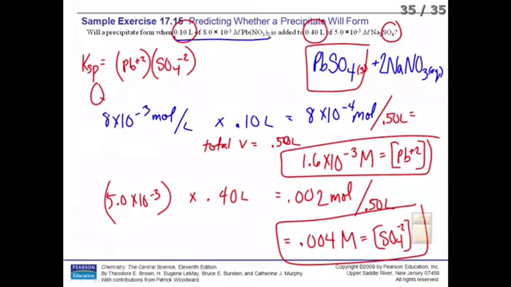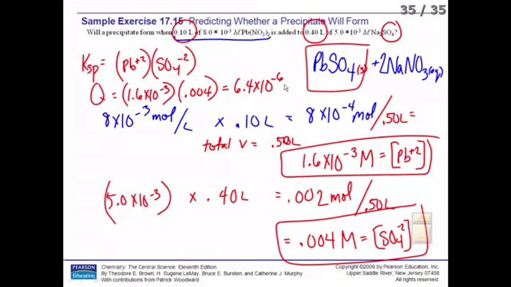Alright, Q can be done at any time. And the Q just comes from these with a specific concentration at a specific spot plugged into these. So this one will be 1.6 times 10 to the negative 3. And this guy will be 0.004. So your Q value is actually calculated in the problem. So 1.6 E negative 3, and then we multiply that by 0.004. Looks like your Q value is 6.4 times 10 to the negative 6.